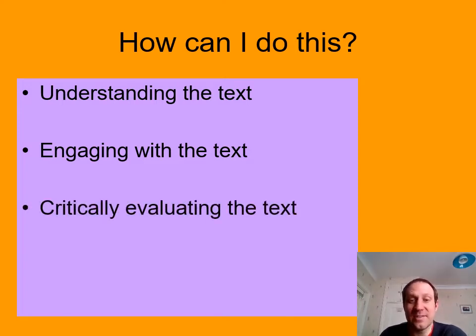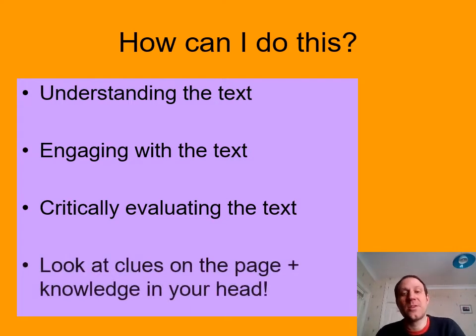Got to critically evaluate the text. That's a higher level skill. That's kind of thinking what's effective about it, what's not so effective about it, what's the author of the text done and why have they chosen to do that, what other options might they have had, how might that have changed the impact. You've got to look at clues on the page and use the knowledge that you've got in your head. That's particularly important when we're using inference, understanding the hidden meaning in a text.